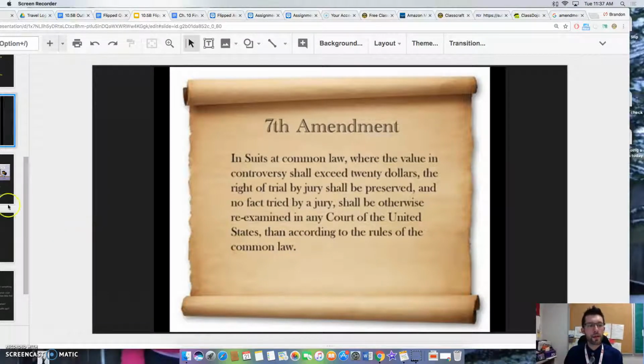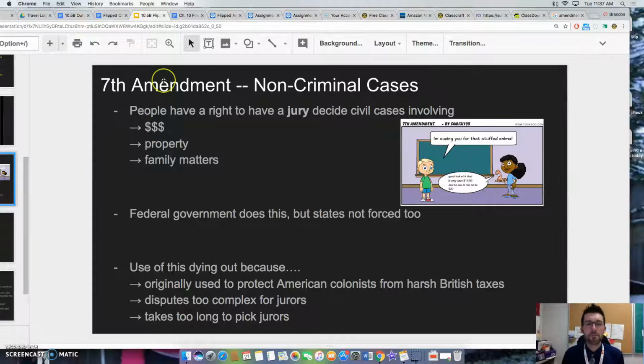All right, let's go through and once again kind of break down what the Seventh Amendment is all about. First off, you have to realize the Seventh Amendment is about non-criminal cases, otherwise known as civil cases. People have a right to have a jury decide these civil cases. Civil cases can be arguments over laws about money, property, or family matters for that matter. Now, the federal government definitely has to use or allow jury cases to be heard over civil matters. However, the states do not. States can have a judge decide upon civil cases.